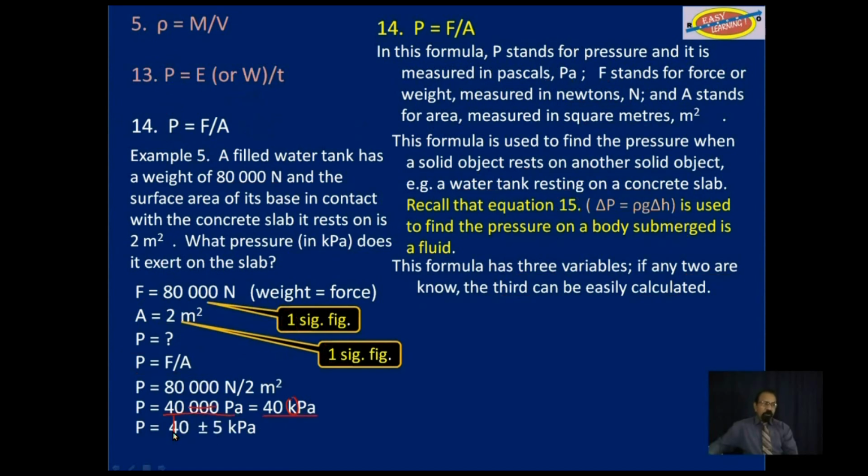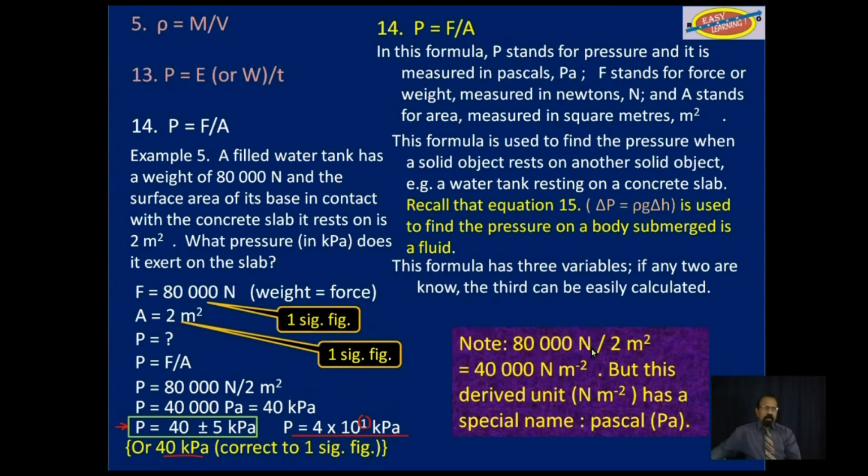Since we are rounding off at the position here where that 4 is, which is the tens position, we will take half of that tens position and we get 5. So our answer is 40 plus or minus 5 kilopascals. As I said, that is also correct, but CXC requires this format. Now, you can set it to standard form, then it becomes 4 times 10 to the first power kilopascal.